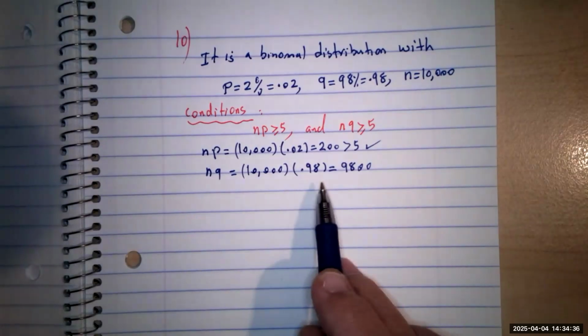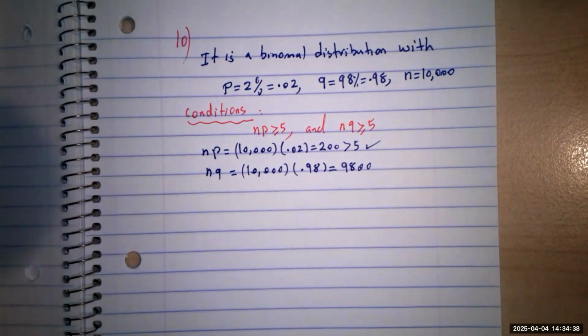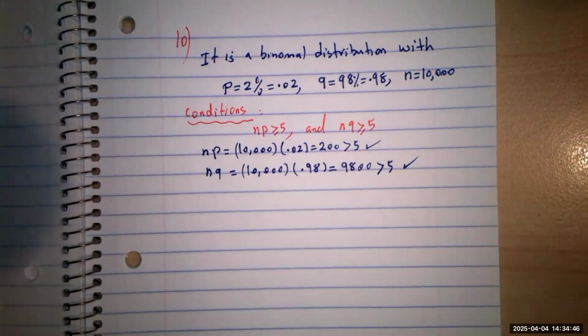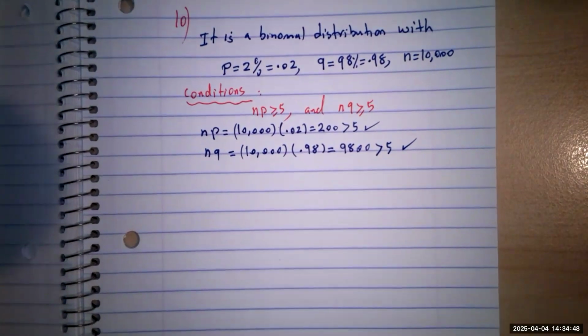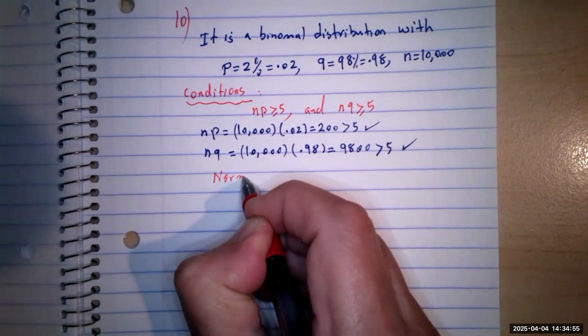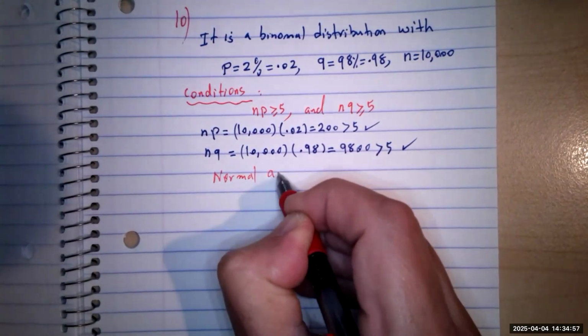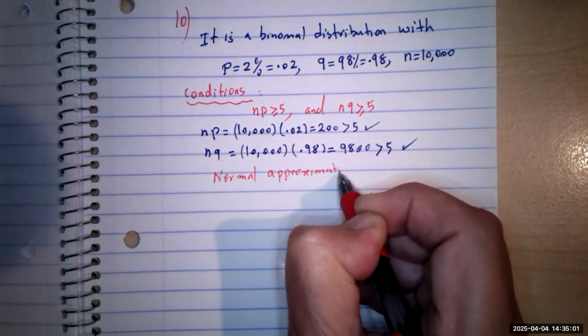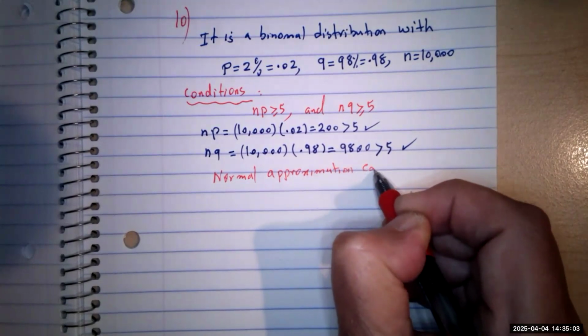Okay, because we have 4 zeros, but 2 zeros would be done because of the decimal point, which is very much greater than 5. So we have nothing to worry about. Okay, so normal approximation can be applied.